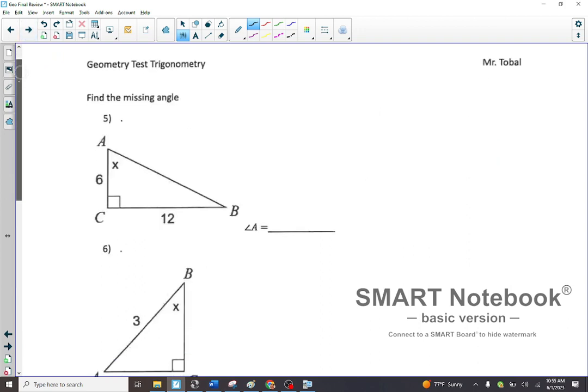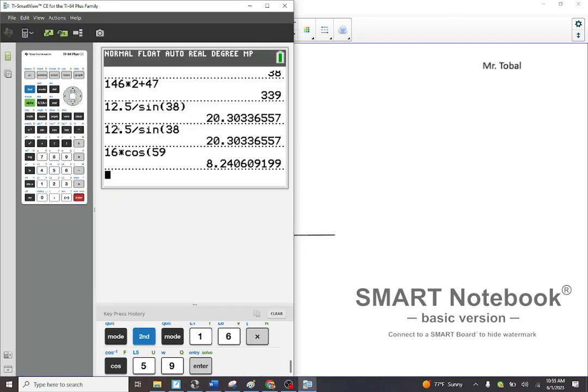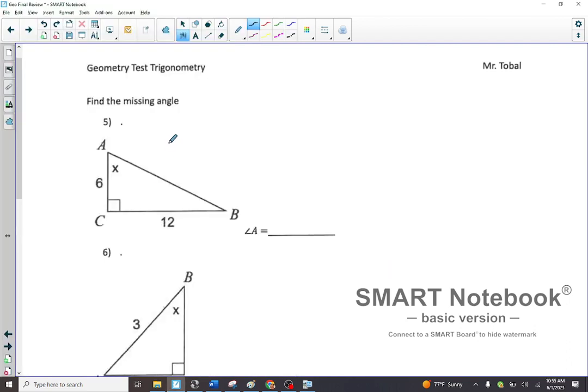All right. I typed it into the calculator. So 16 times cosine 59. Next one. This is a little reverse. I have that missing angle here, and I have an opposite, and I have an adjacent. So opposite, adjacent, OA, that tells me TOA.